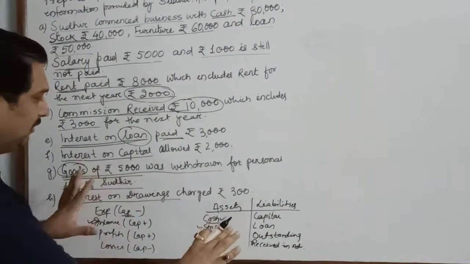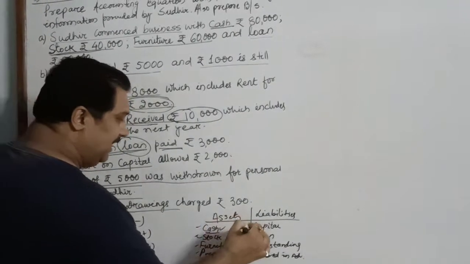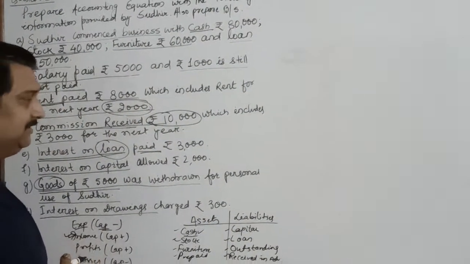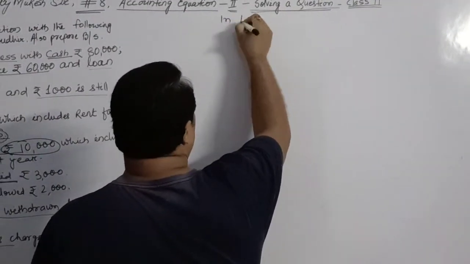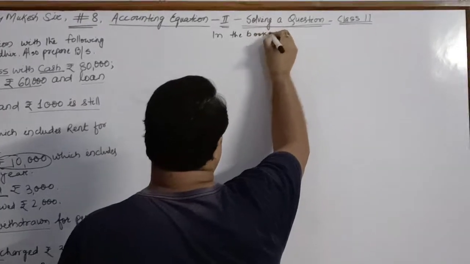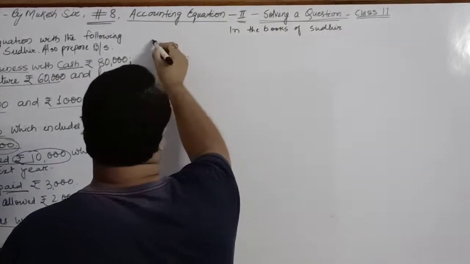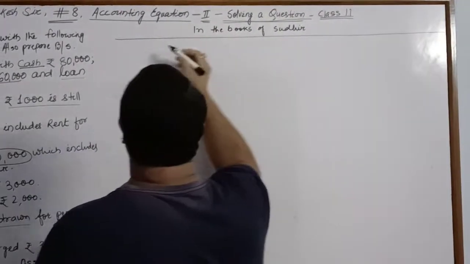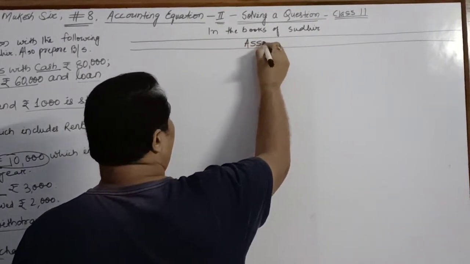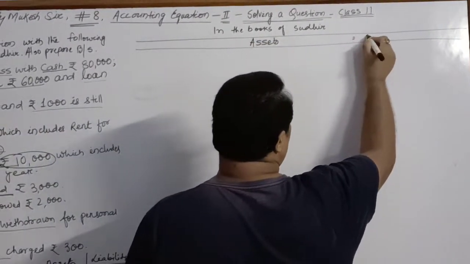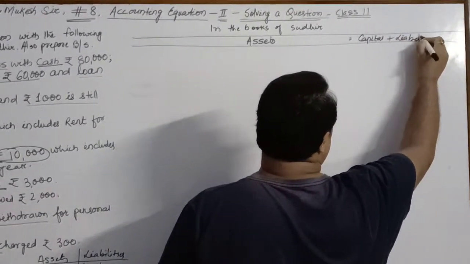So now we are completed with our working. We have 4 columns on the asset side and 4 columns on the liability side. Let us prepare the format. At the top I will write in the books of Sudhir. I will draw the line over here. First line. As I have told you, in the first line you are supposed to write the accounting equation. You will write assets is equal to capital plus liabilities.